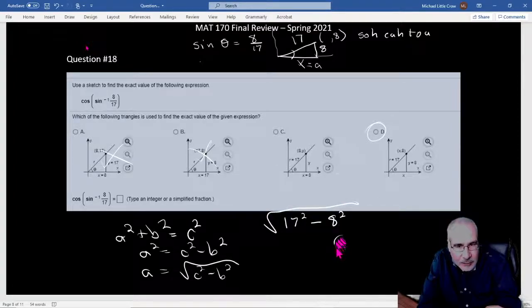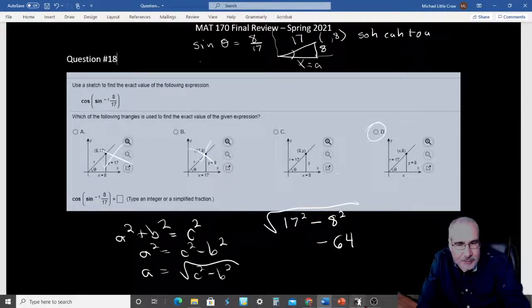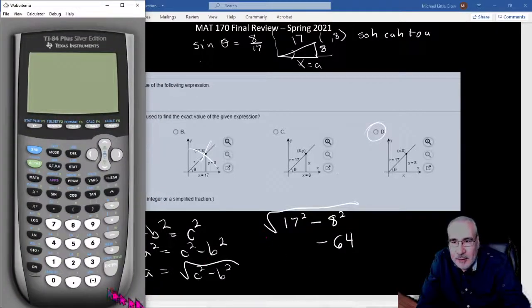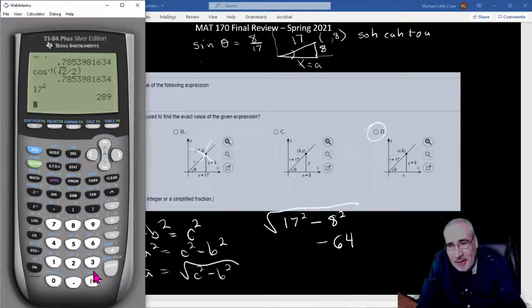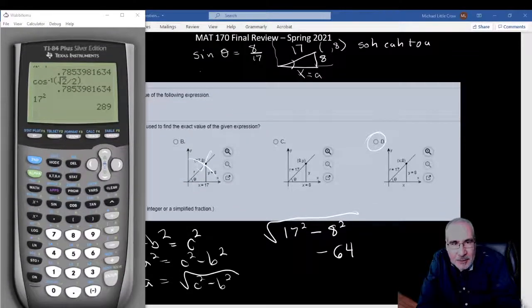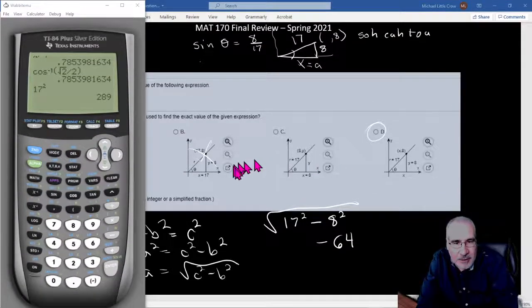8 squared is 64. So I don't know what 17 squared is. Let's see if it looks familiar after I do it, because sometimes you do. 289. Okay, I'll give you that. I probably saw it sometime in my life. I'm a math teacher, right? So you've probably seen it, but I just don't remember it.